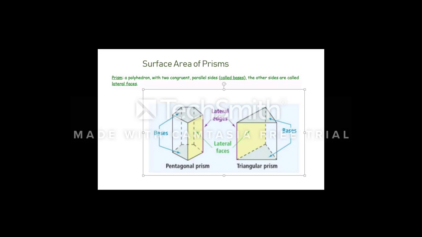So let's move on to the altitude of a prism. Now we've heard of the altitude before, but the altitude of a prism is the perpendicular segment, which we know perpendicular creates 90-degree angles, that joins the planes of the bases. So that altitude joins one base to the other base. The height of the prism is the length of the altitude.